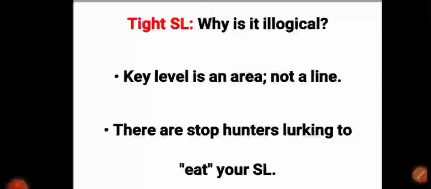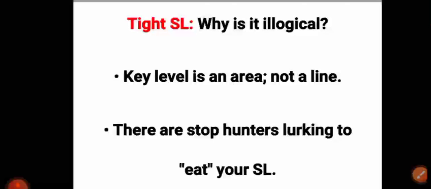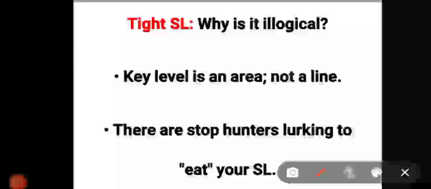Now, tight stop loss. Why is it illogical to place a tight stop loss? First of all, a key level is not a line, although we can use a line to draw it. Let's say we see the market make a swing like this, and then you identify this as a key level. When the market breaks it and is coming back to test it, you say, oh, that's a key level. Of course, that's a key level, but you don't just place your stop loss very close below it.